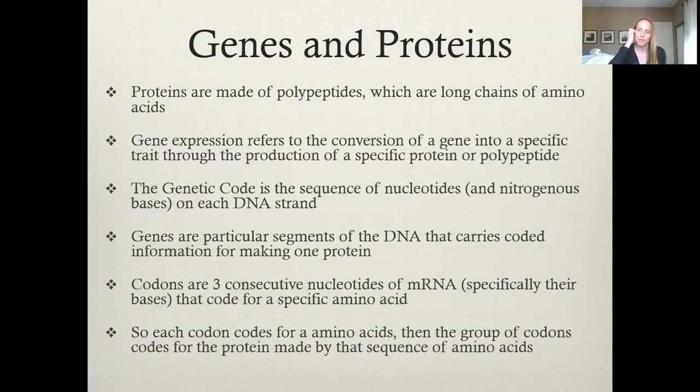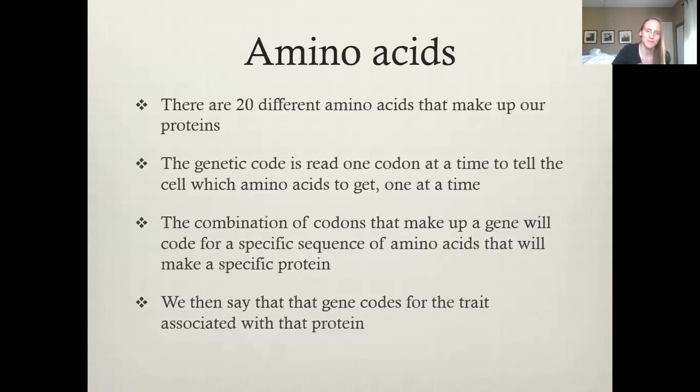And then we talked about before when we were going over mutations, but codons are 3 consecutive nucleotides of mRNA or DNA that code for a specific amino acid. Each codon will code for an amino acid, and then all of those amino acids will be linked together to make the protein. There are 20 different amino acids that make up proteins.